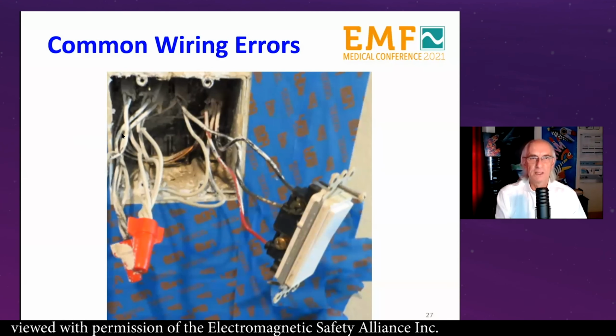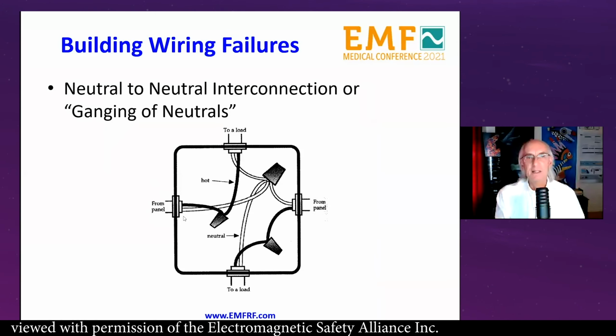The most common mistake is what we call ganging of neutrals. What you see here is a wire nut, and you see wires coming from this circuit going in this wire nut, but also wires coming from this circuit going into this wire nut. That is not appropriate. So a lot of detailed work needs to be done sometimes to actually find the flaw in the electrical system. Here's a diagram of what we just saw. So here's the electricity coming from the panel going to your light bulb. And here's another coming from the panel going to some other electrical appliance. And the neutrals are put together. That should not be the case.